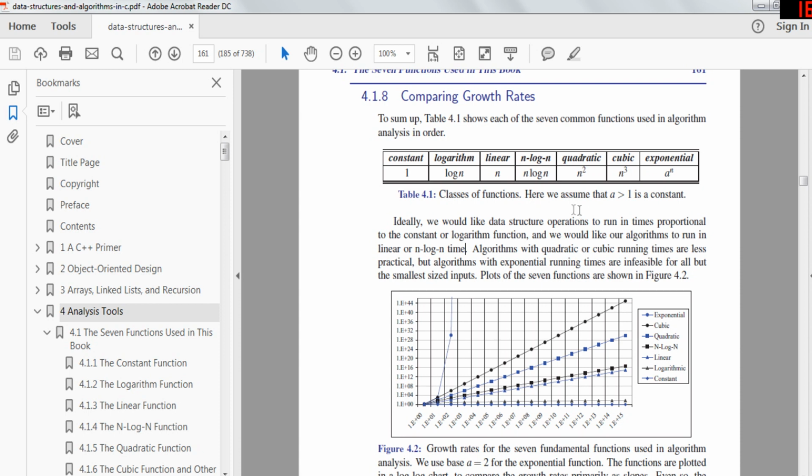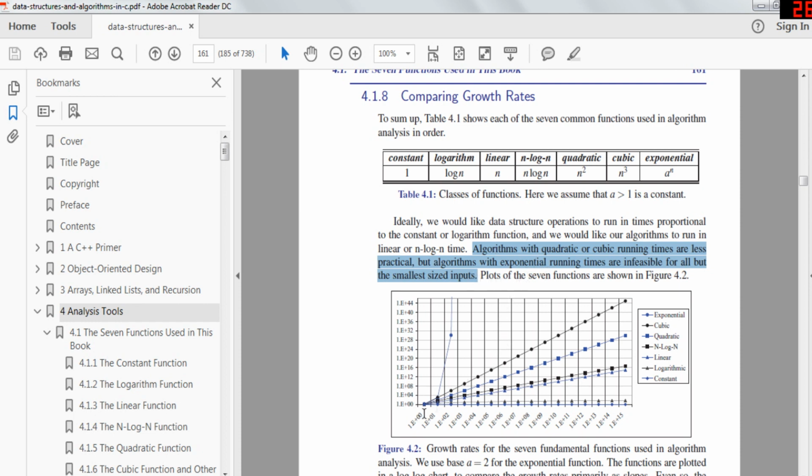Ideally we like the data structure to run in times proportional to the constant. Like we want the data structure to be constant, because we would like our algorithms to run in linear or n log n time. The reason is because these are really fast. If your algorithm runs at these times, that means it's very fast. Normally you don't want the ones on these ends. Algorithms that are quadratic or cubic are less practical, but algorithms of exponential running times are infeasible for all but small inputs.